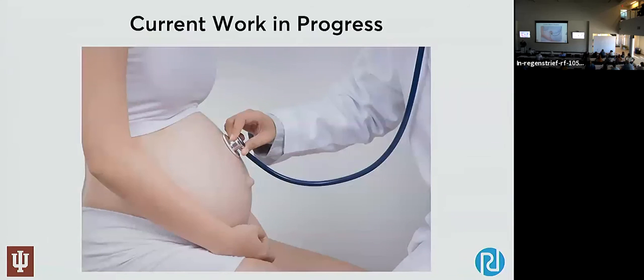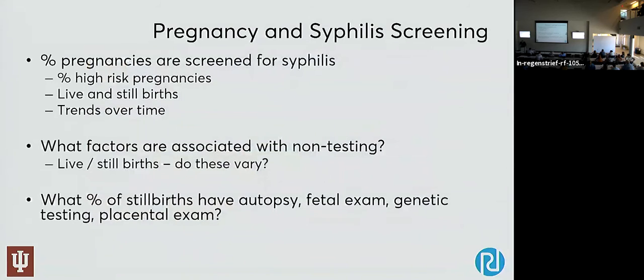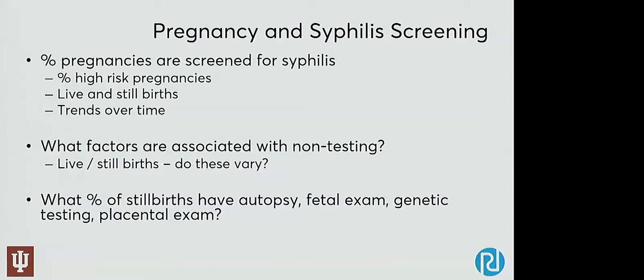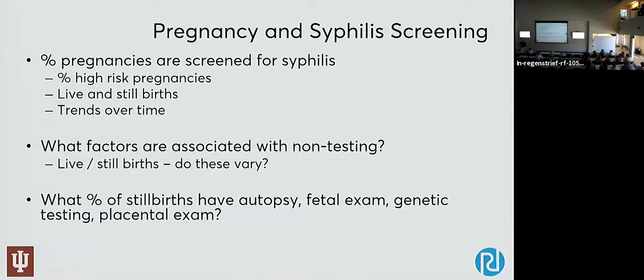So that led us to what we're currently working on with our registry and the data. Once again, we're looking at pregnancy and syphilis screening. This time we're looking at it in both live births and for those with a stillbirth. And what we're interested in is particularly looking at subpopulations where there's a high-risk pregnancy, and also trends over time, and then the factors that are associated with testing.